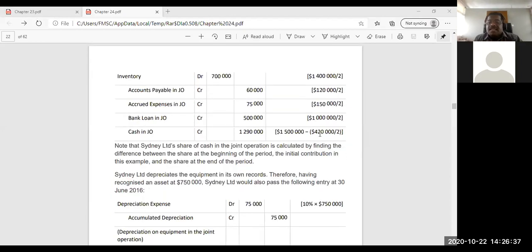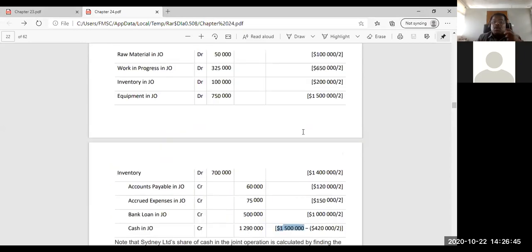And remember, this journal entry is very careful. Here the logic is 1,500 you introduce. The closing balance is 420.